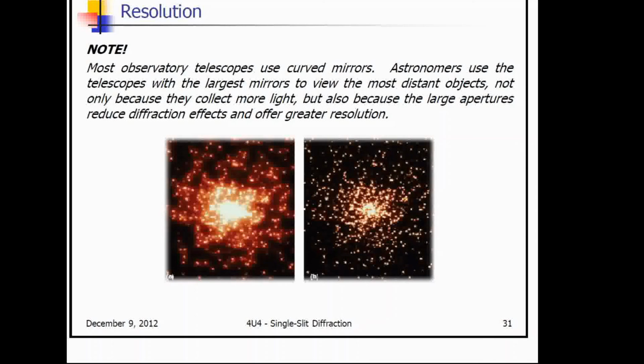Most observatories' telescopes use curved mirrors. Astronomers use the telescopes with the largest mirrors to view the most distant objects, not only because they collect more light, but also because the large apertures reduce diffraction effects and offer greater resolution.